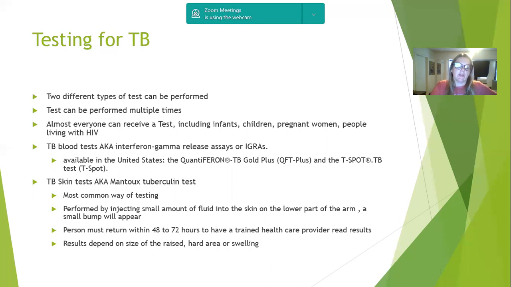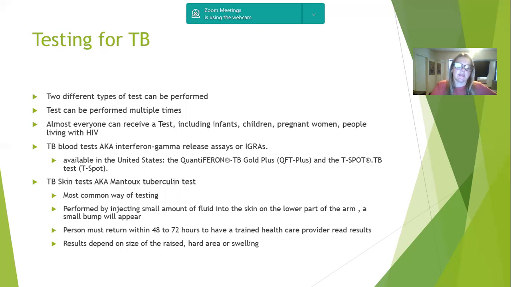One of the 2 tests that can be done is a TB blood test, also known as interferon gamma release assays, or IGRAs. The ones that are available in the United States are known as the QuantiFERON TB Gold Plus and the T-Spot TB test. Those are the 2 types of the blood tests. There is also a skin test that can be performed.